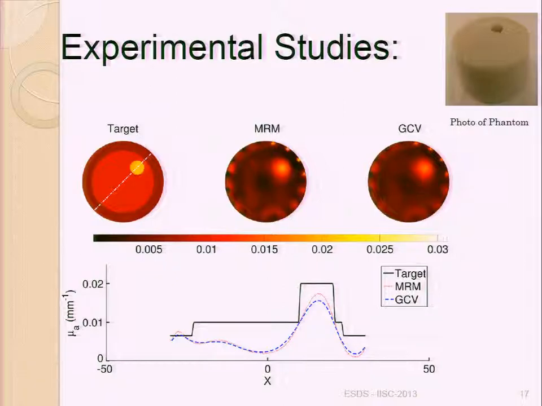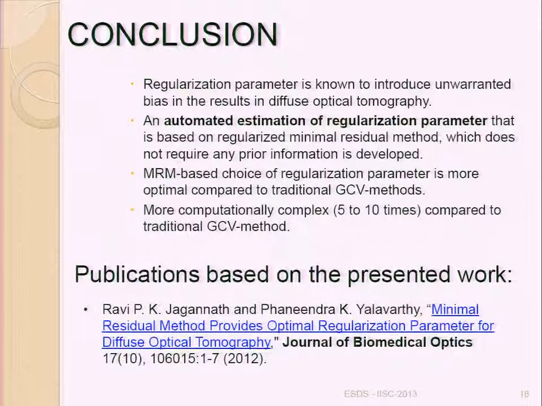The same algorithm was compared with the GCV for a real-life phantom study, and here also it performs much better than the GCV. So, in conclusion, if you use the regularization parameter heuristically, it introduces unwarranted bias in the reconstructed image. An automated selection based on MRM gives better resolution characteristics. And one good thing about this is it does not require any prior information about the noise.